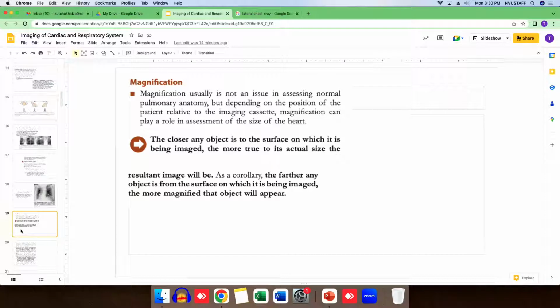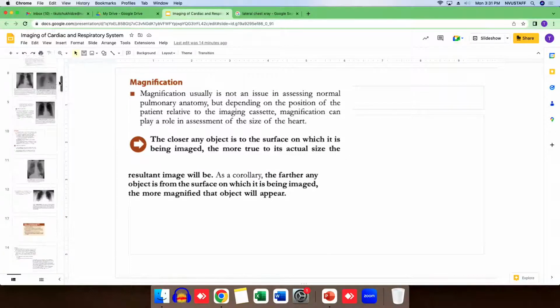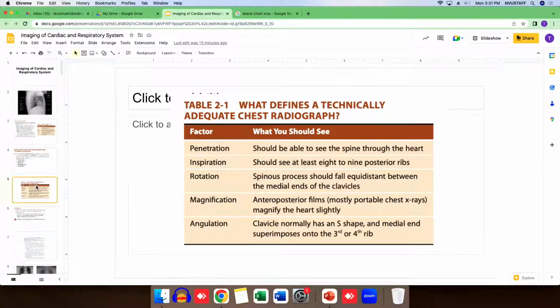No. Another thing that we should always check is our magnification. Magnification, do you remember what it meant? Okay, one more time to memorize what magnification is. It is how we are magnifying the structures, mostly in anterior posterior films.